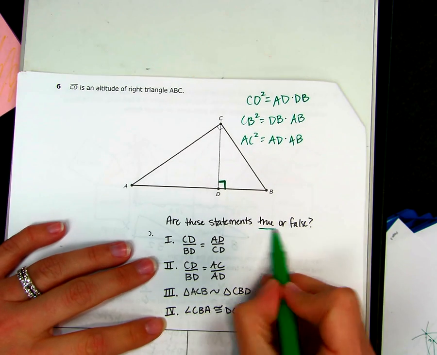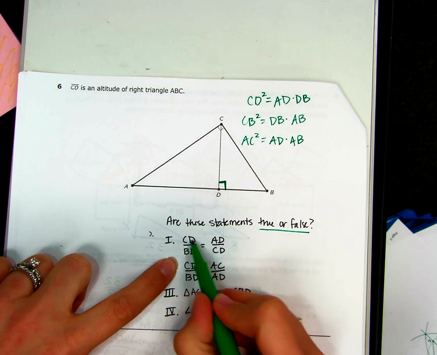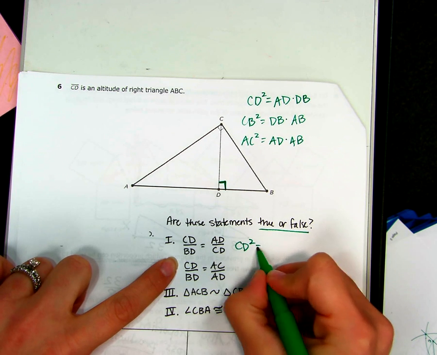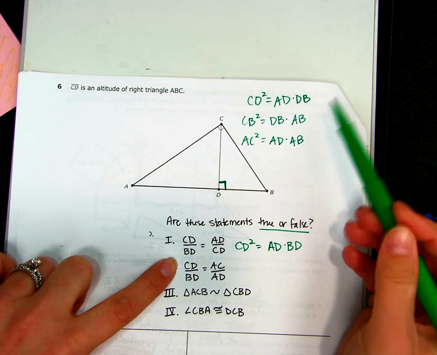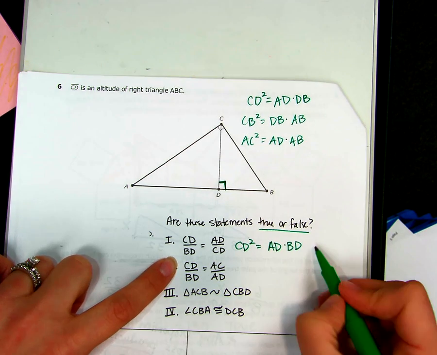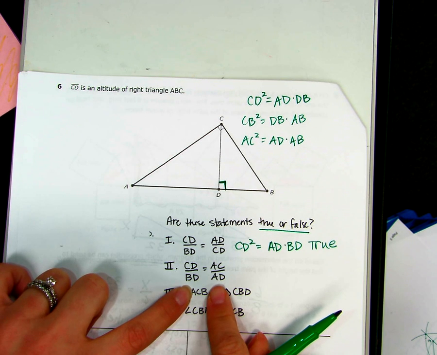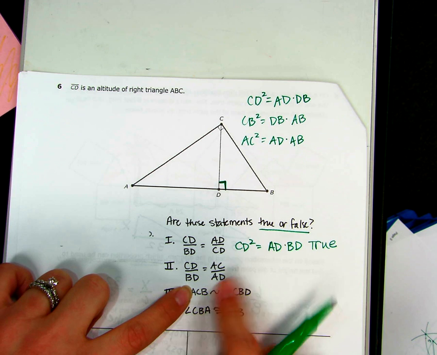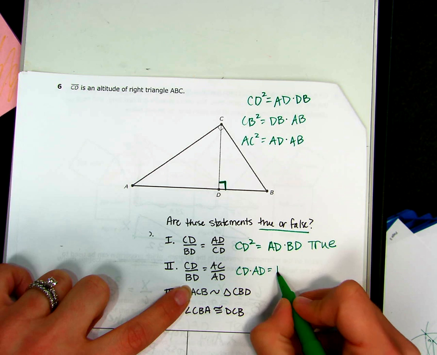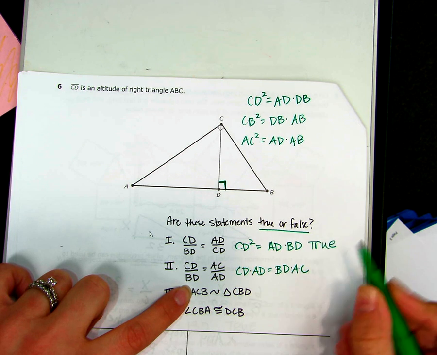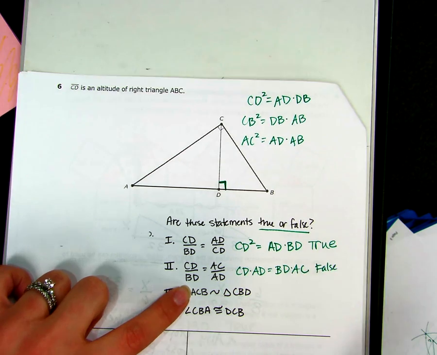We're trying to decide, are these true or false? So let's see if this matches one of these. If I do the cross product, CD times CD is CD squared equals AD times BD. Is that one of them? Oh, it's the very first one, so this is true. Okay, does this match any of them? CD times AD, if I do my cross products, equals BD times AC. No, I don't have a squared, so that doesn't match any of them, so it looks to me like that one's probably false.